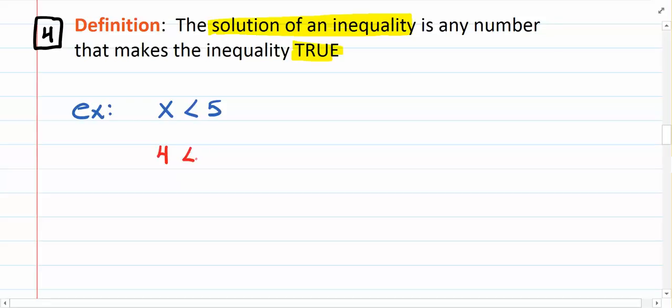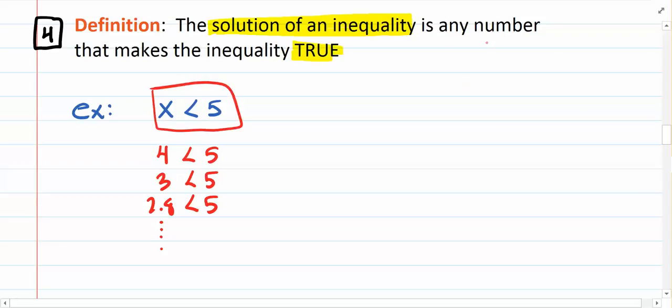4 is less than 5, so x could be 4. 3 is less than 5, so x could be 3. 2.8 is less than 5, so x could be 2.8. As you can see, we could be here all day creating a bunch of solutions for this one little inequality. So any number that makes the inequality true is a solution.